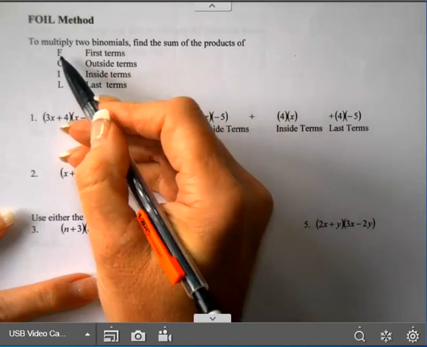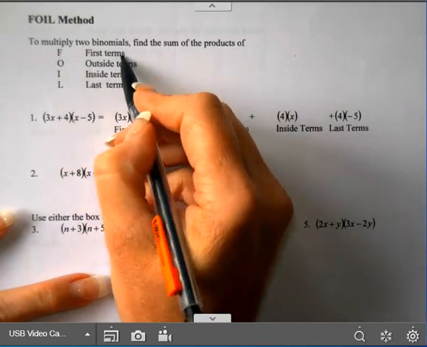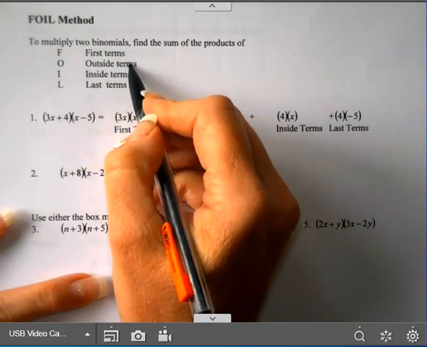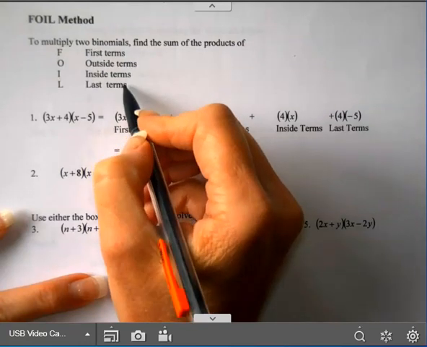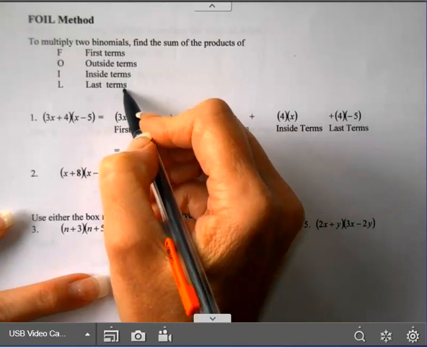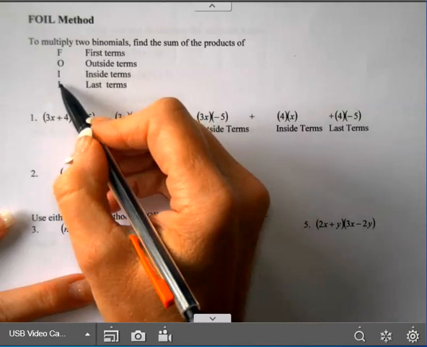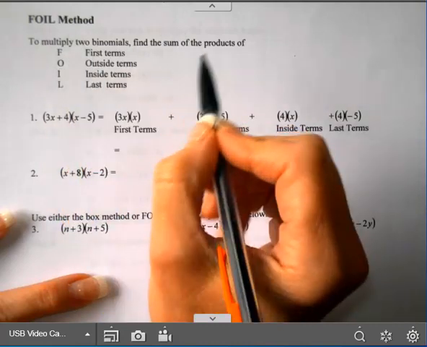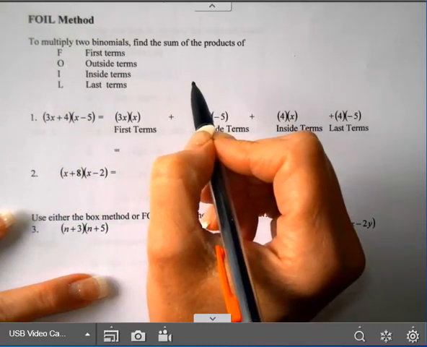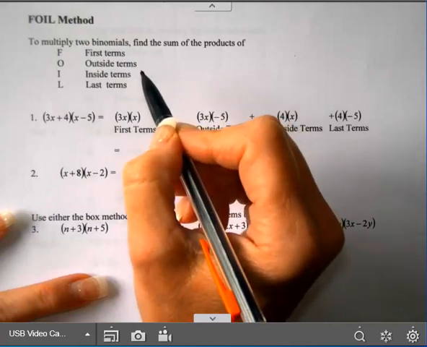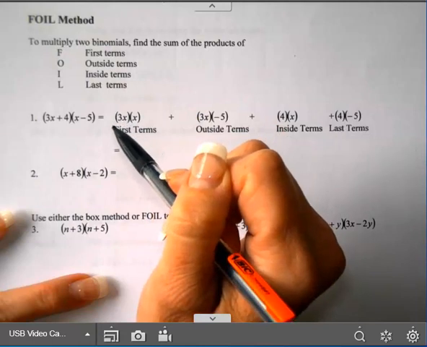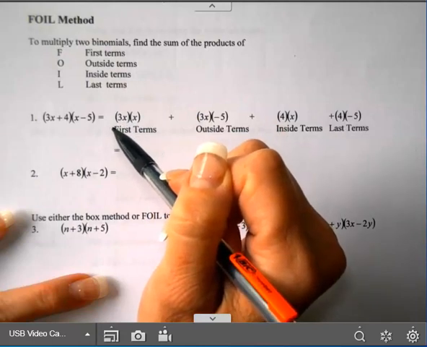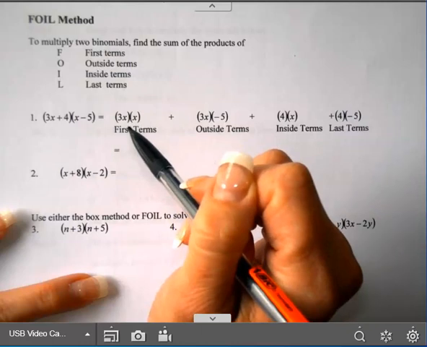The acronym FOIL stands for first terms, O stands for outside terms, I is for inside terms, and L is for your last terms. If you were to make a box, you would put FOIL in the boxes for the box method. So really the difference in the amount of work from FOIL to the box method is that you're just not making the box, but you're still multiplying everything together like you would in the box method.